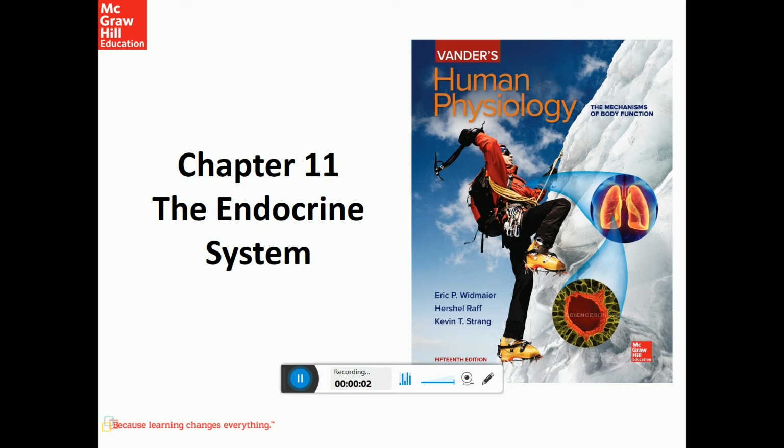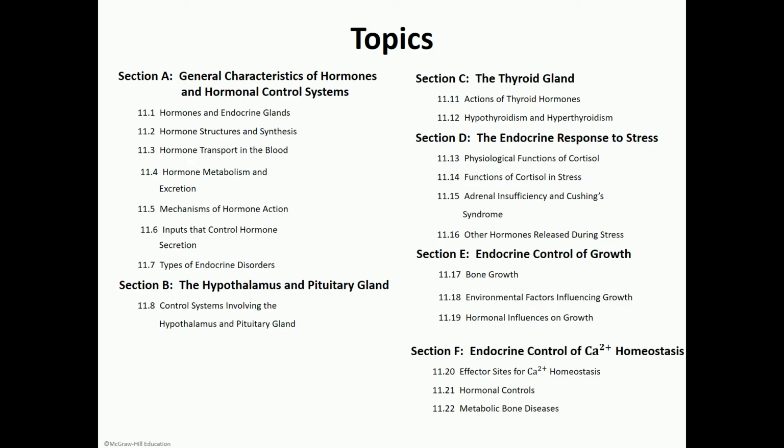Now we'll cover Chapter 11, or the endocrine system. In order to introduce the system, we are going to talk about the different kinds of hormones that we have, how we produce them, and their different mechanisms of action before we move on to the individual glands.